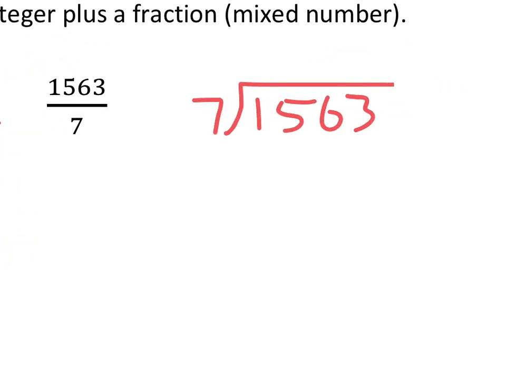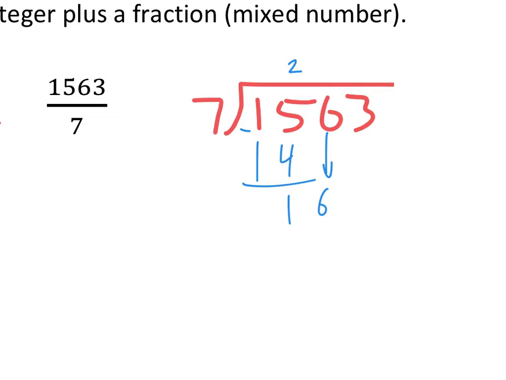All right, let's work through this here. So ask ourselves, how many times does 7 go into 1? It doesn't. So we're going to take 2 numbers there. How many times does 7 go into 15? It goes in there twice. 2 times 7 is 14. We're going to subtract, and that gets 1. Bring down the 6.